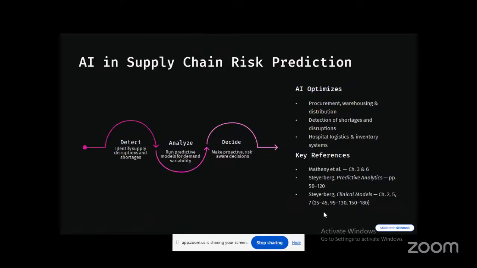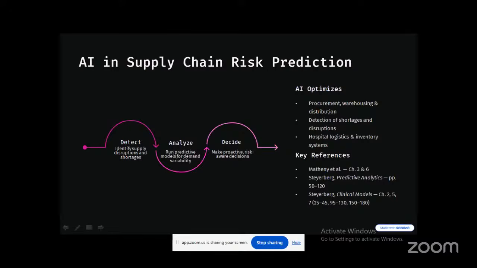Next one, AI in supply chain risk prediction. So this is going to detect, analyze, and decide what type of drug is to be supplied and what type of drug is under shortage. It is going to be detected by the continuous AI linked supply chain. Thereby, it is going to provide the medication in time, and it is going to prevent the wastage from overstocking of the products.